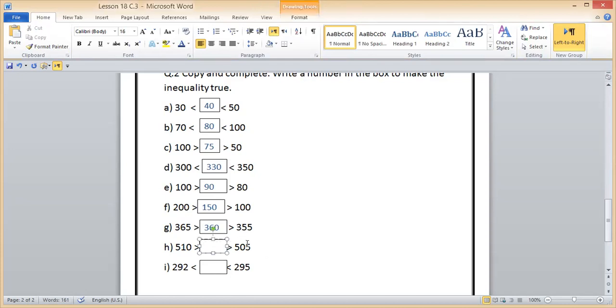Now here, the number should be greater than 505. So after 505 come 506, 507, 508, and 509. You can write any number. I am writing 508. 508 is greater than 505, and 508 is less than 510. The number should be bigger than 292, so 293, and that should be smaller than 295. So only two numbers are there, 293 and 294. All clear, guys?